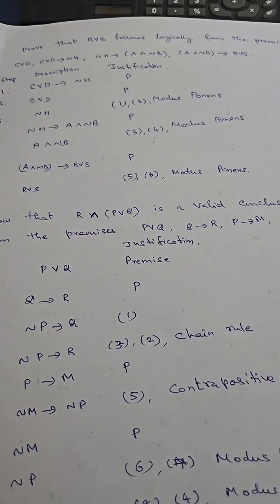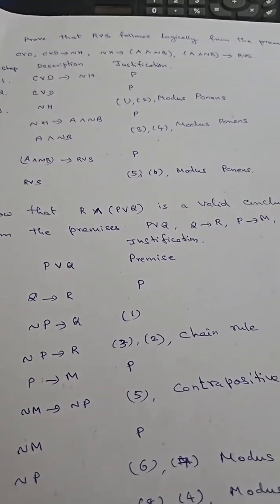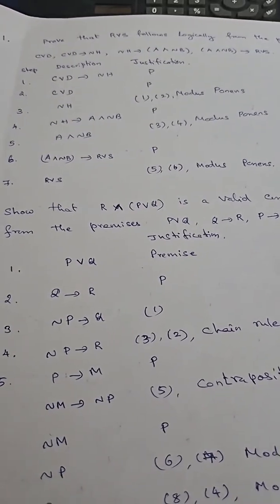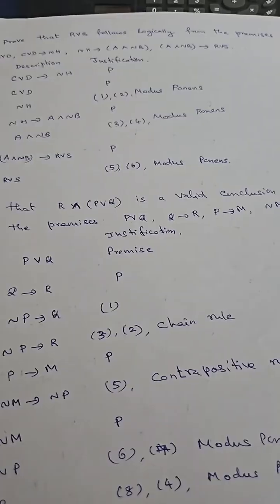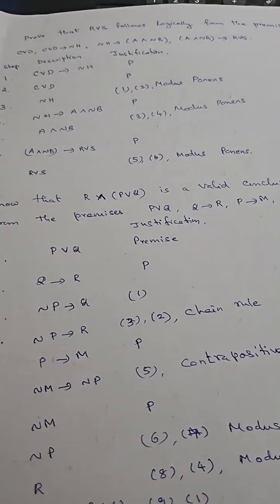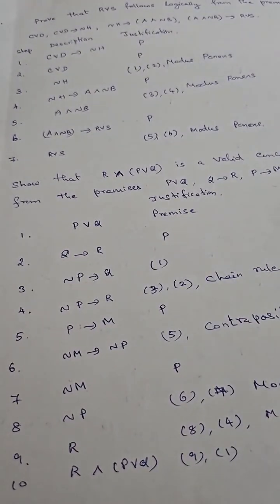Hence the theorem. Next one, show that R and P or Q is a valid conclusion from the premises P or Q, Q implies R, P implies M and negation M. How are we going to prove the theorem? Let us see.